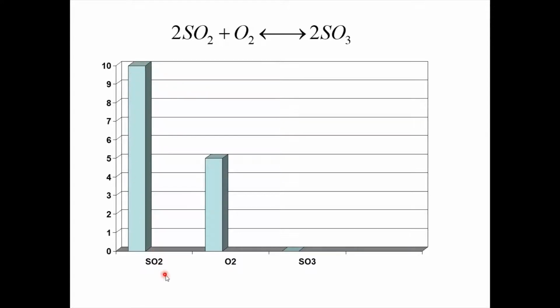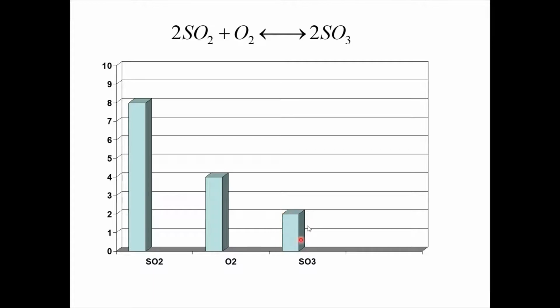So if we start off with 10 moles of SO2, and that's what this big bar right here represents, 10 moles of SO2 and 5 moles of O2, we said that for every 2 moles of this that reacted, 1 mole of this would react, right? So 2 moles of SO2 is going to react with 1 mole of O2. So if I go ahead and do this, we can see we just lost 2 moles of SO2 and 1 mole of O2, because we started with 10 moles of SO2 and 5 moles of O2.